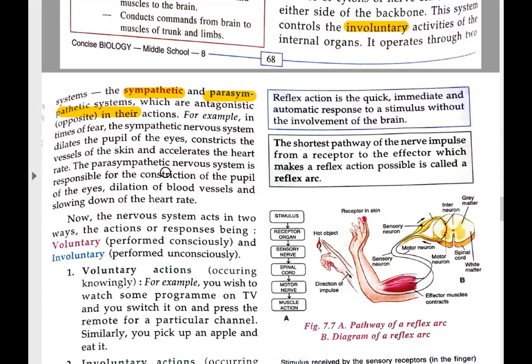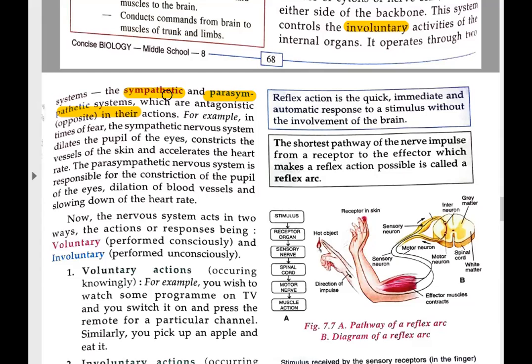When after some time you feel, no, it's all normal, there's nothing to be afraid of, someone comes and pats you, so what happens then? You feel normal. Automatically the heartbeat goes to the normal rate, and your skin becomes normal. All those symptoms of fear, the eyes, everything relaxes automatically. So these two systems work together, sympathetic and parasympathetic, one after another.